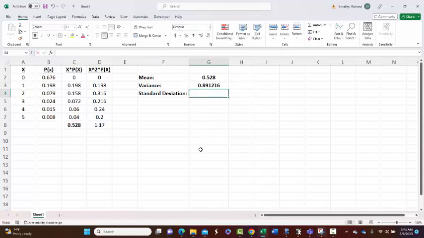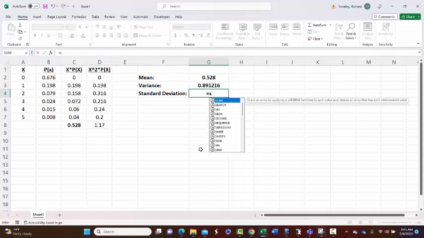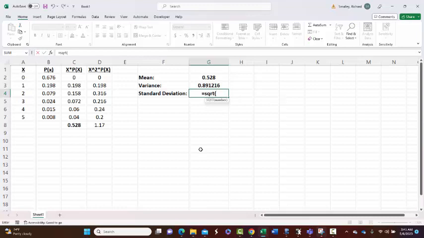And standard deviation will equal square root of the number above it, G3. Alrighty.